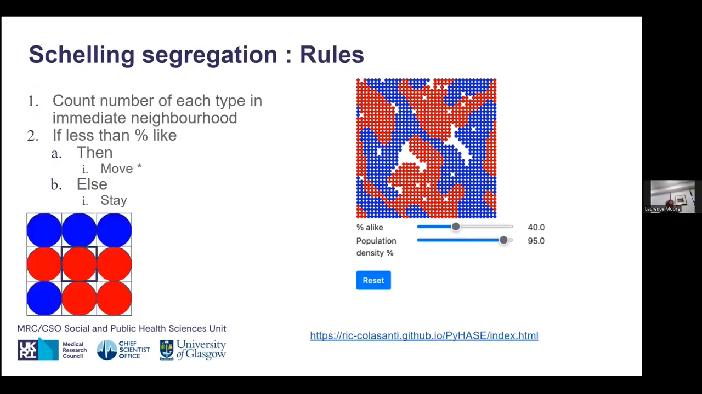Okay, so we say, right, each of my things we've got here is our environment, and you're either a blue person or you're a red person. If you're a blue person, you're in a grid, and you count the people around the outside of your grid, and you say, how many are like me? And if it's less than a particular percentage I like, then I'll move.